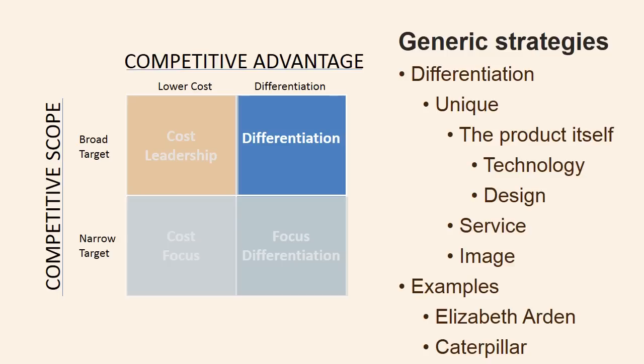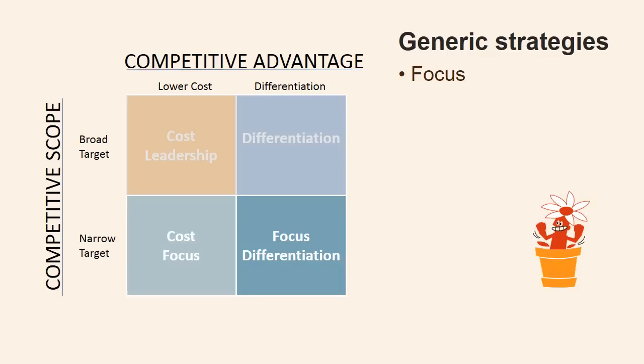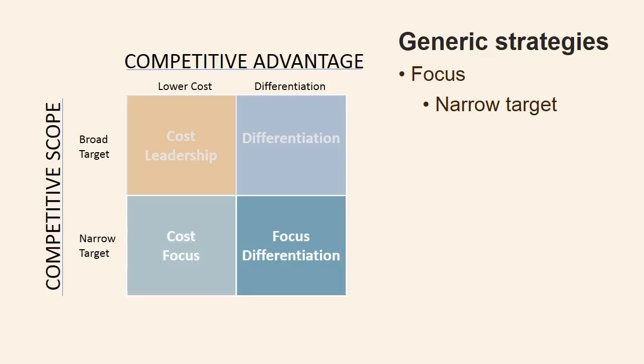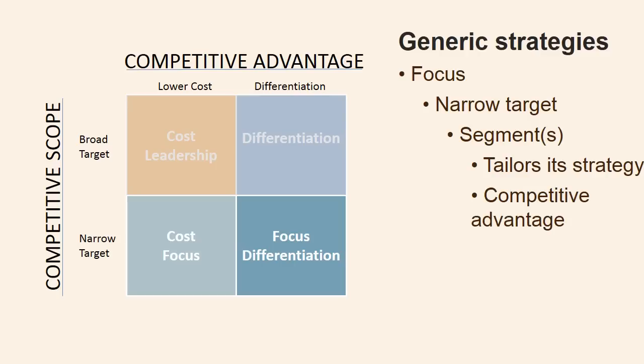Now follow the two focus fields. Focus strategy is quite different from the previous two, because it rests on the assumption that there exists a narrow competitive scope within an industry. The firm that focuses selects a segment or group of segments in the industry and tailors its strategy to serving them to the exclusion of others. By optimizing its strategy for the target segments, the focuser seeks to achieve a competitive advantage in its target segments, even though it does not possess a competitive advantage overall.